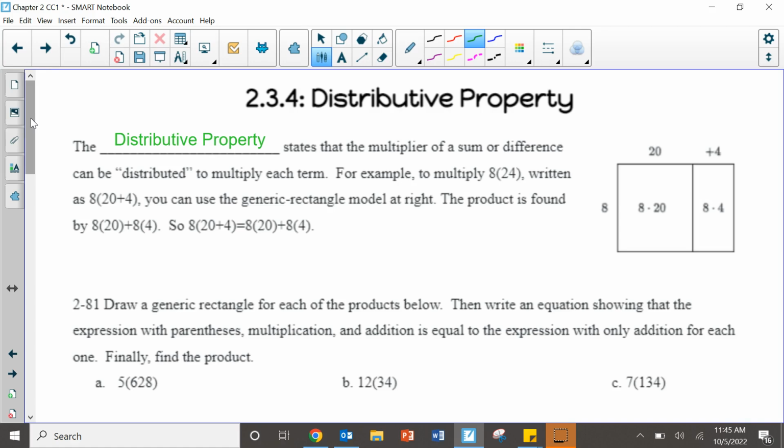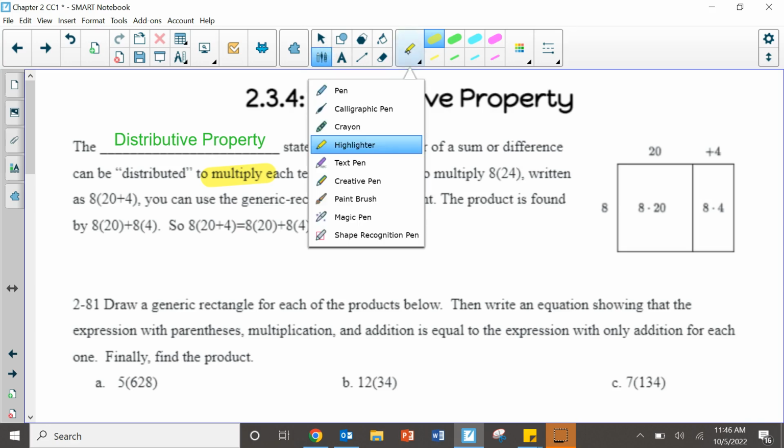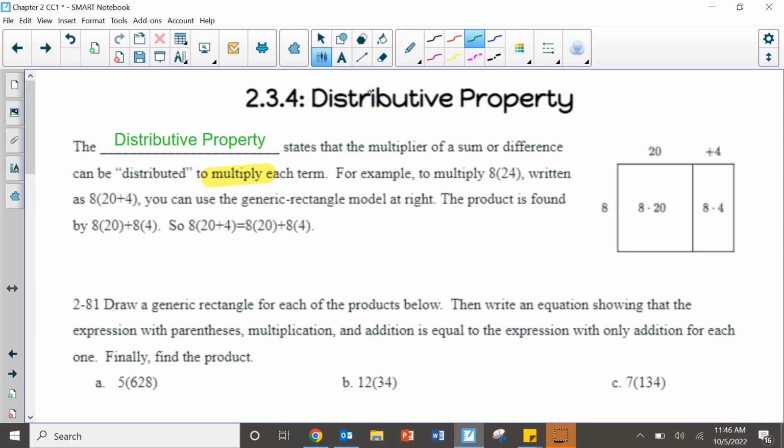So our first vocabulary word. The distributive property states that the multiplier of a sum or difference can be distributed to multiply each term. So that is going to be extremely important. We are multiplying when we distribute. For example, to multiply 8 times 24, we could rewrite that as 8 times (20 plus 4). Again, those are easier numbers to work with.